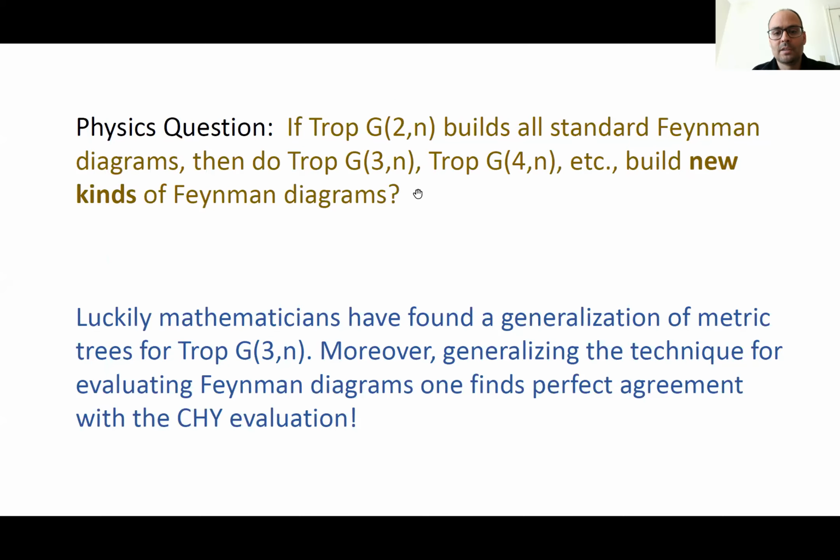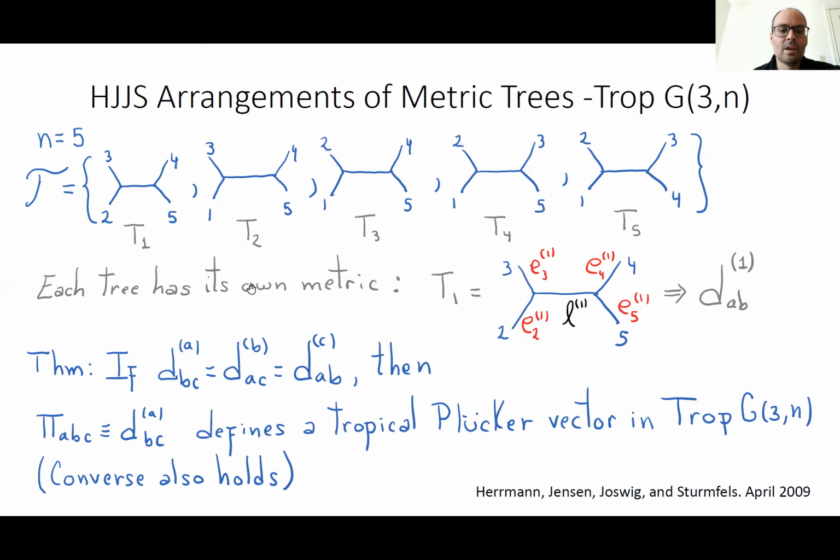So this is back to the same physical question we had before. And luckily for us, mathematicians have found a generalization of metric trees for the tropical 3N Grassmannian. Moreover, generalizing the technique for evaluating Feynman diagrams that I gave you before, one finds perfect agreement with the CHY evaluation. So the best way to explain what HJJS did is to give you an example.